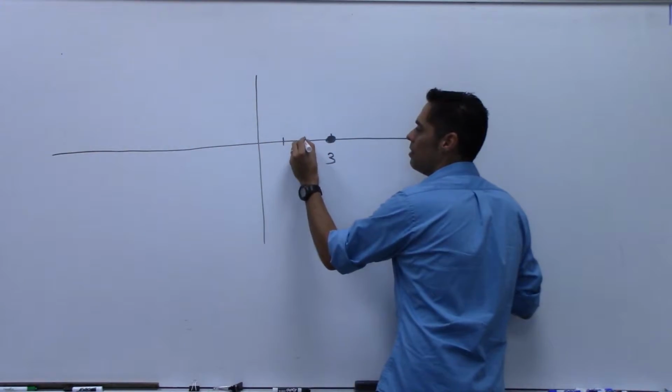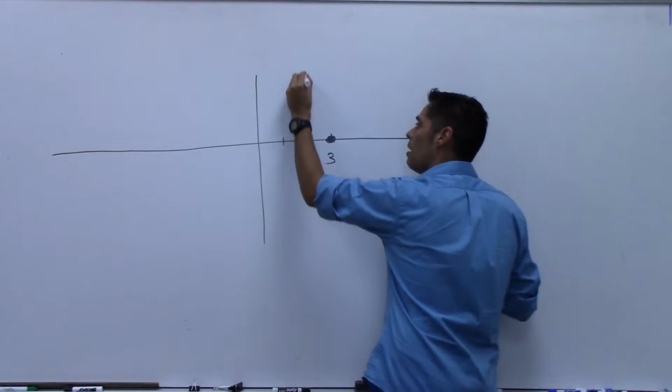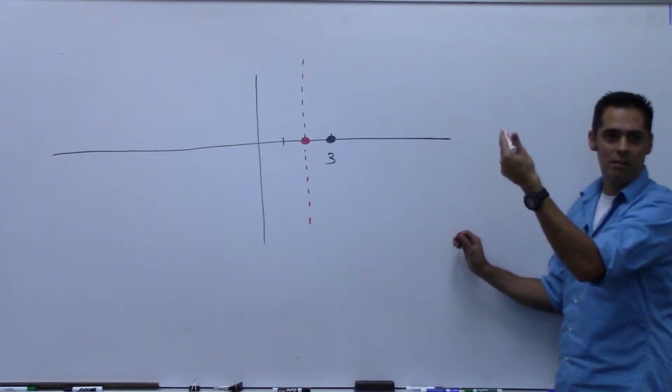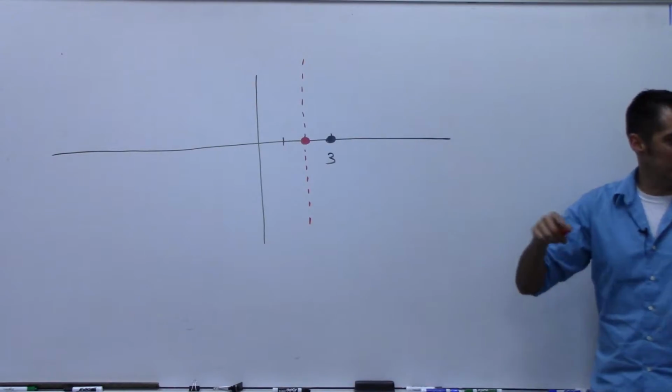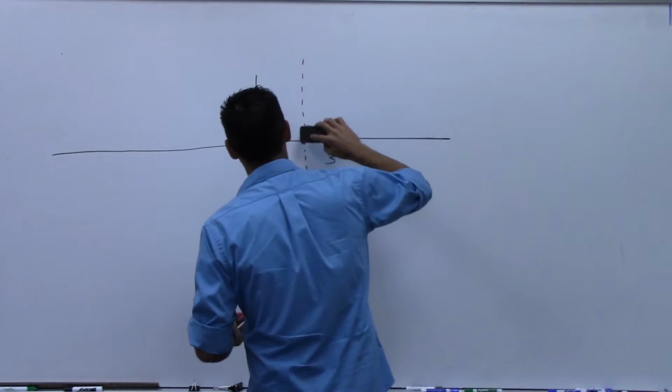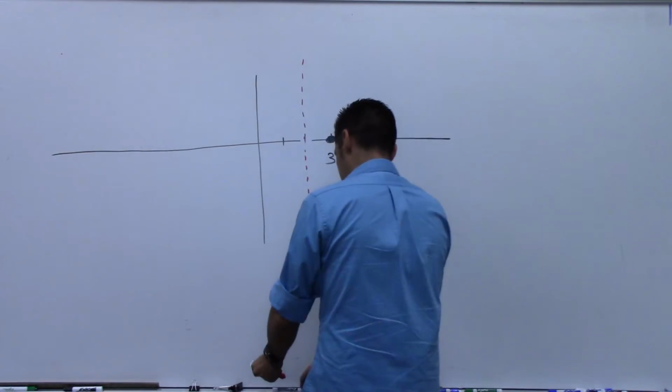I see students that'll do this. They'll put a dot here and then they'll draw a dotted line. And then later on when they're trying to draw their picture, because they're not drawing in color like I am, they get confused. Like that dot, they think it's part of their graph. Okay, so I don't want a dot there. I want a dotted line.